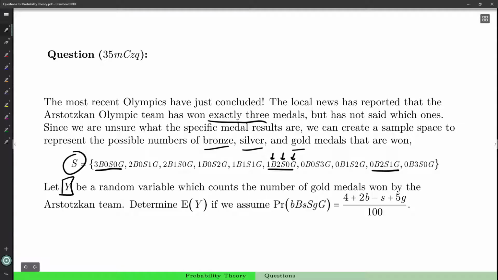What have we got? Let y be a random variable which counts the number of gold medals won by the Arstotzkan team. Determine the expected value of y if we assume that the probability of winning B bronzes, S silvers, and G golds is given by this formula here: 4 plus 2 times the number of bronzes minus the number of silvers won plus 5 times the number of golds, all over 100. So they're assigning probabilities, individual weights to these sample points. And we're expected to figure out the expected value of y.